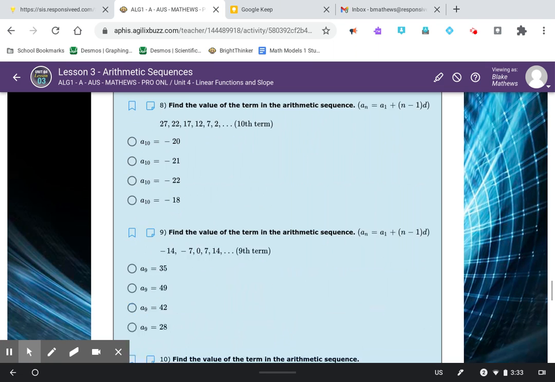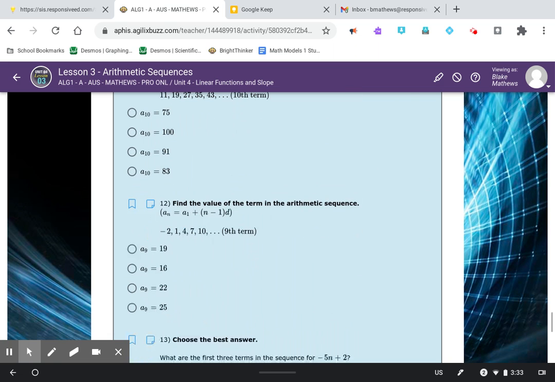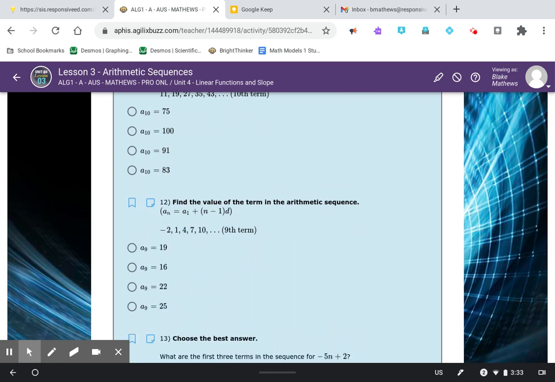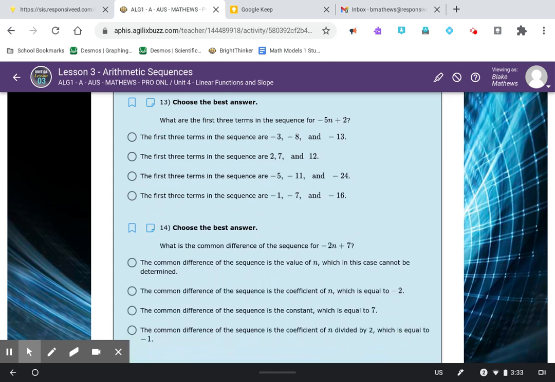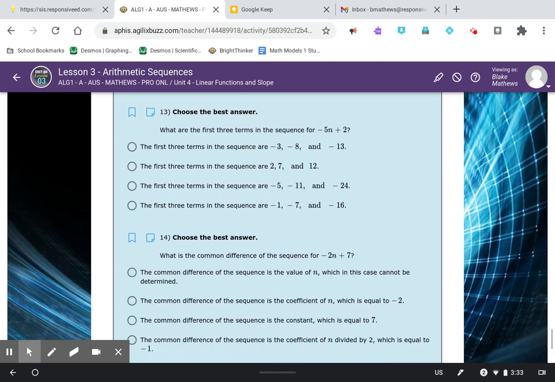That's what you're doing in number 7, number 8, number 9, number 10, number 11. All of those continue: term number, A1 and d, plug them in and find the correct value. Number 13, what are the first 3 terms? This means that you're going to plug in n equals 1, n equals 2, and n equals 3 into the n in that formula and find out what each of those terms would be.